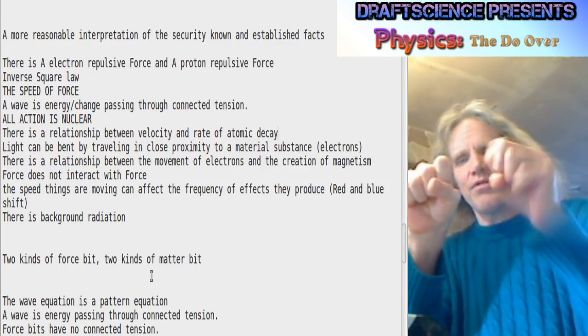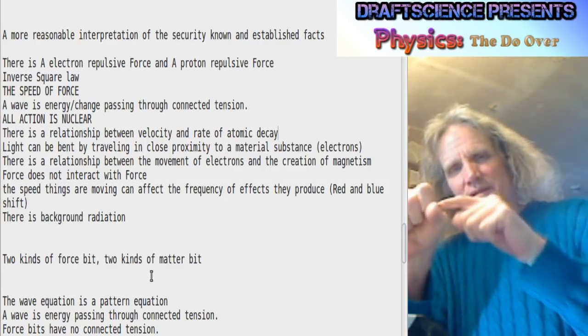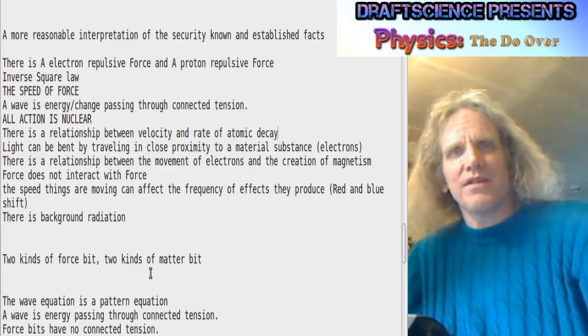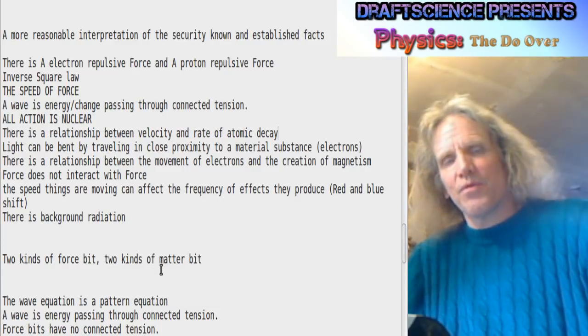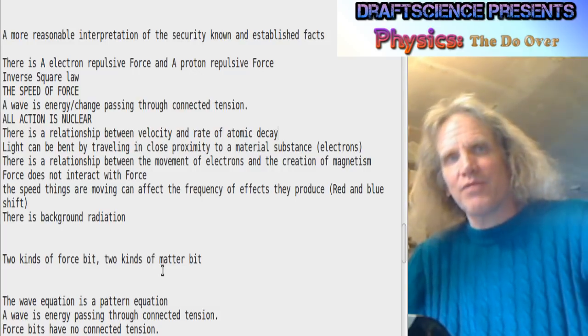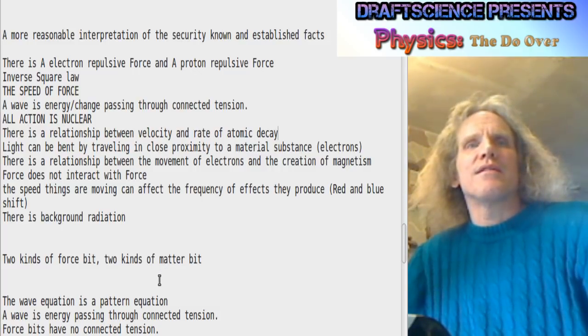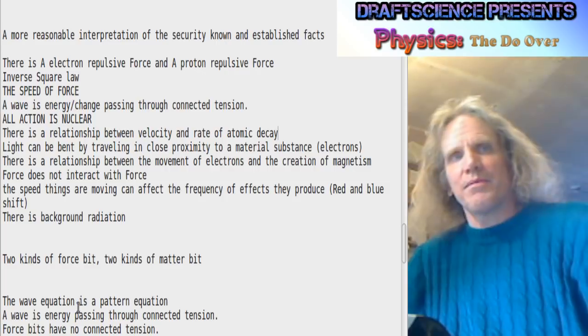Things actually have to get close enough that the force from one reaches the material object of the other, and the forces interact with the matter. The forces don't add up and interact with each other, and that can be established through a lot of different proofs.